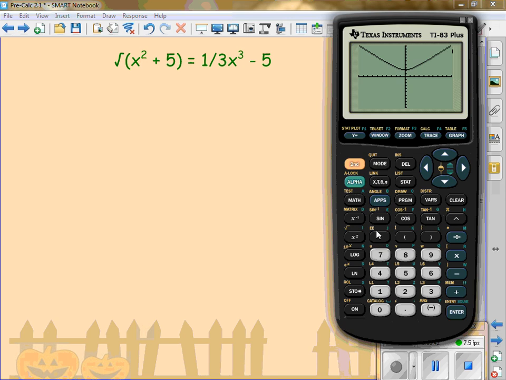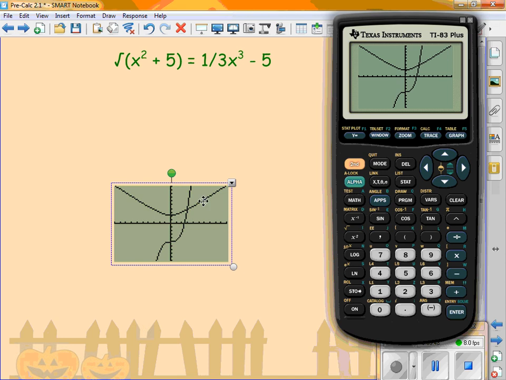Yep. There's your first one. There's your second one. I need to worry about right here, where they intersect. That's the only place they intersect. Sometimes it will be more than one.